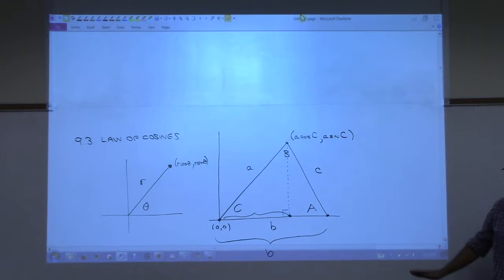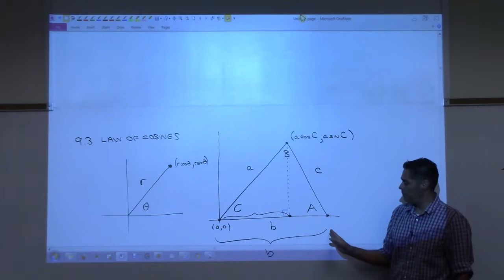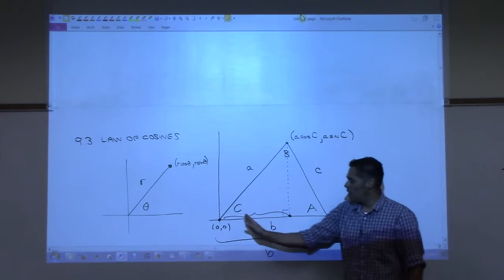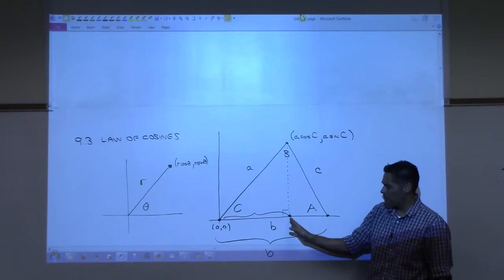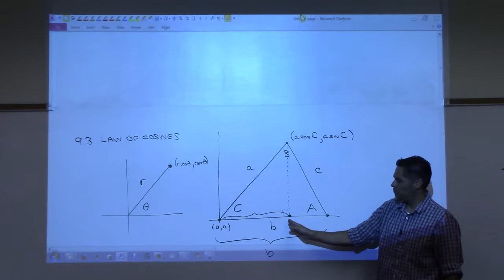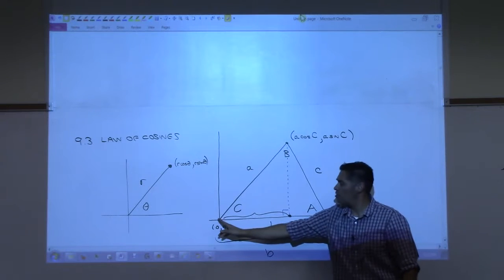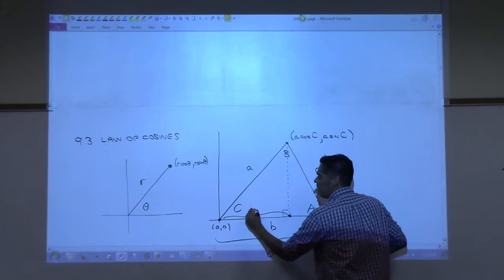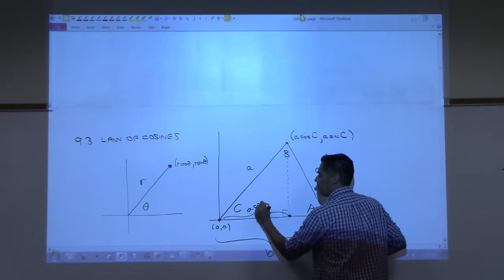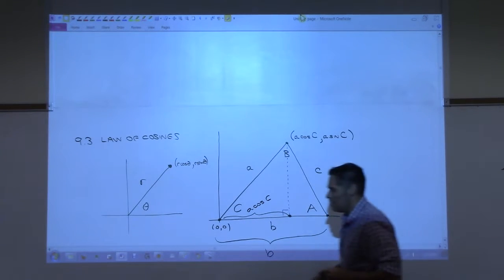All right. Now back to this. If the length from here to here is b, and the length from here to here is what? What's the length from here to here then? It's a cosine c, right? It's the x coordinate of this point. So this is a cosine c. You following that? One more thing I want us to get.